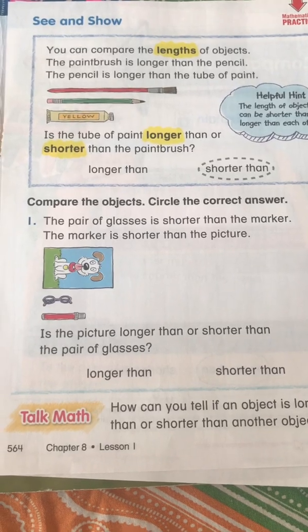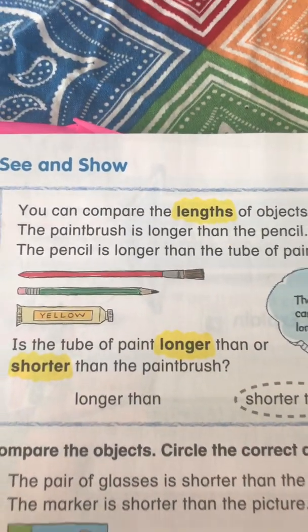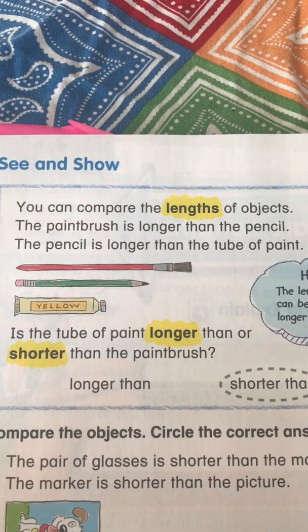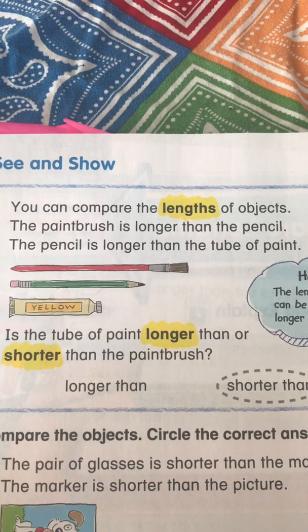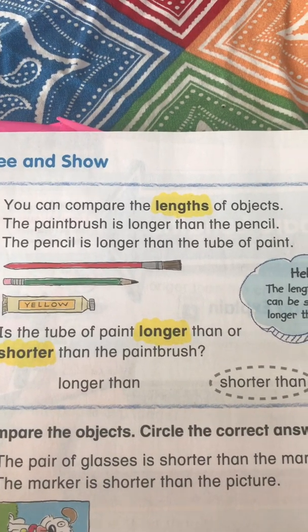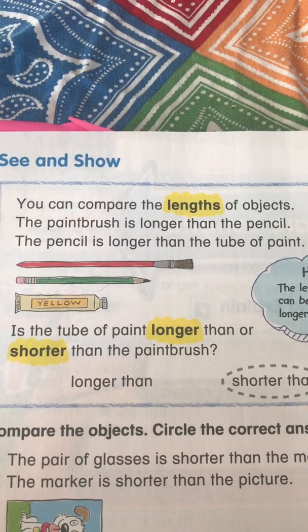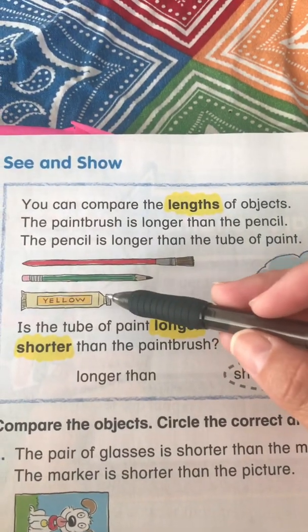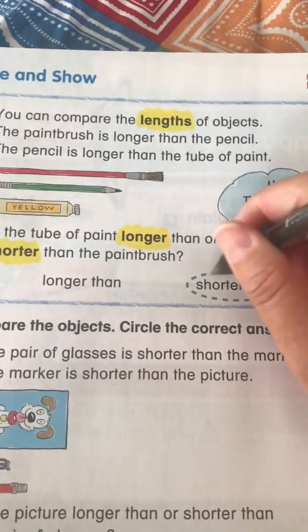Next is page 564. This is the back. We're gonna read this together. See and show. You can compare the lengths of objects. The paintbrush is longer than the pencil. The pencil is longer than the tube of paint. Okay, is the tube of paint longer than or shorter than the paintbrush? This little tube, is that longer or shorter than the paintbrush? It's shorter, right? So you guys can trace shorter than.